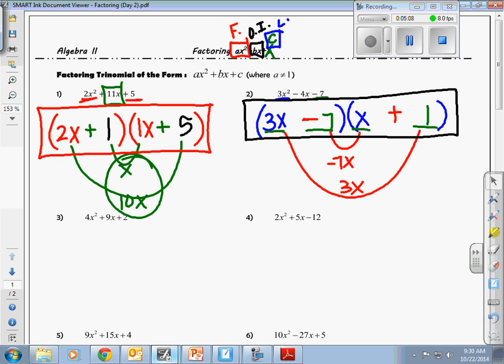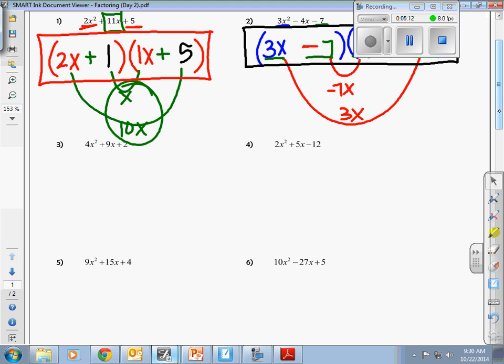Moving on to number 3. Okay, number 3, I look at number 3 and I see it's not quite as nice as the other ones because 4 is not a prime. Okay, so I might have to try a few times in order to get this one right. So my factors of 4, well, there's 1 times 4 and 2 times 2. I'm going to start with 2 times 2 because I know there's less options to check with that because I won't have to change them around.